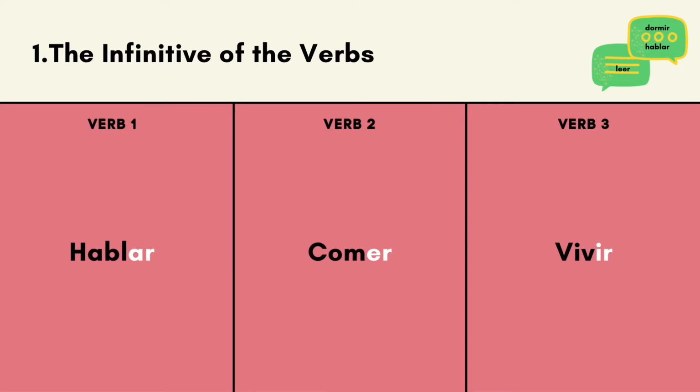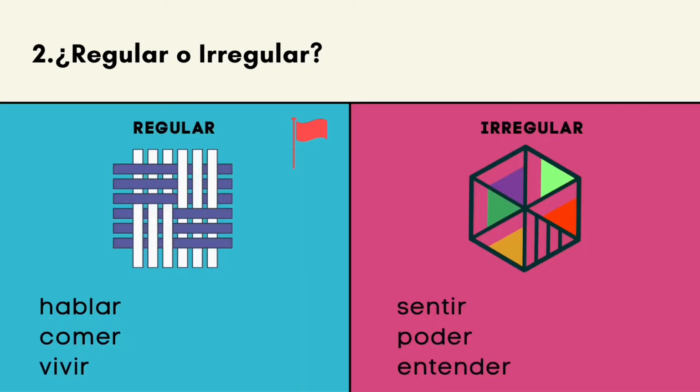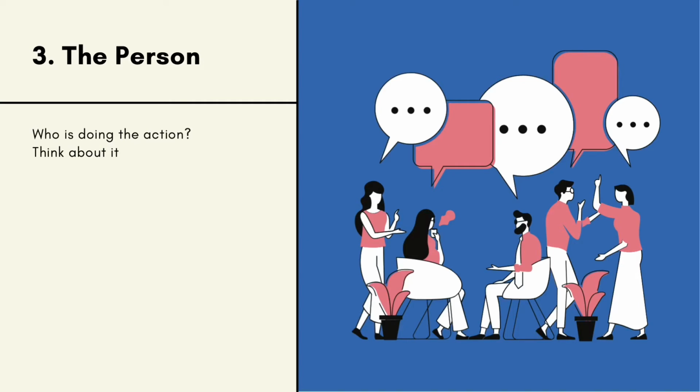Number 1. The infinitive of the verbs: hablar, comer, vivir. Number 2. Regular or irregular. Number 3. The person. Who is doing the action? Think about it.